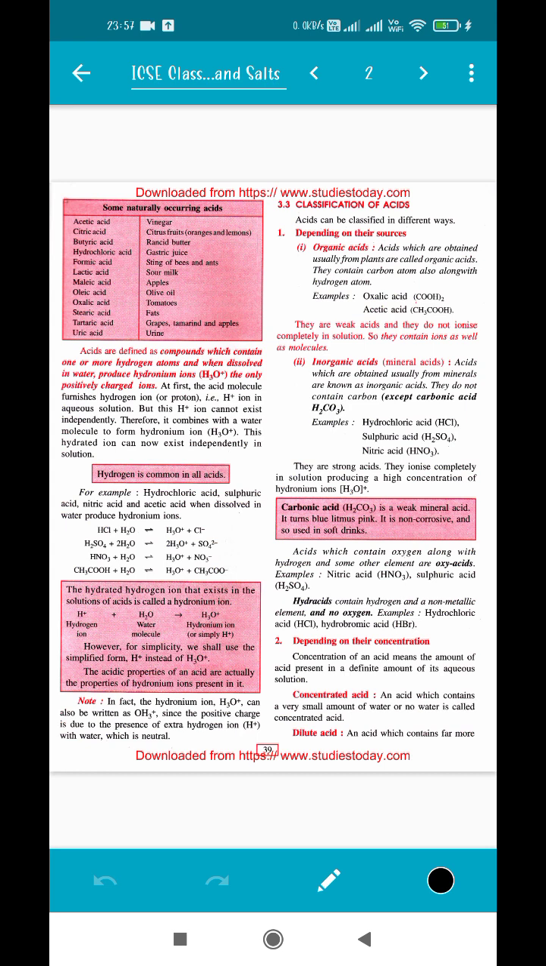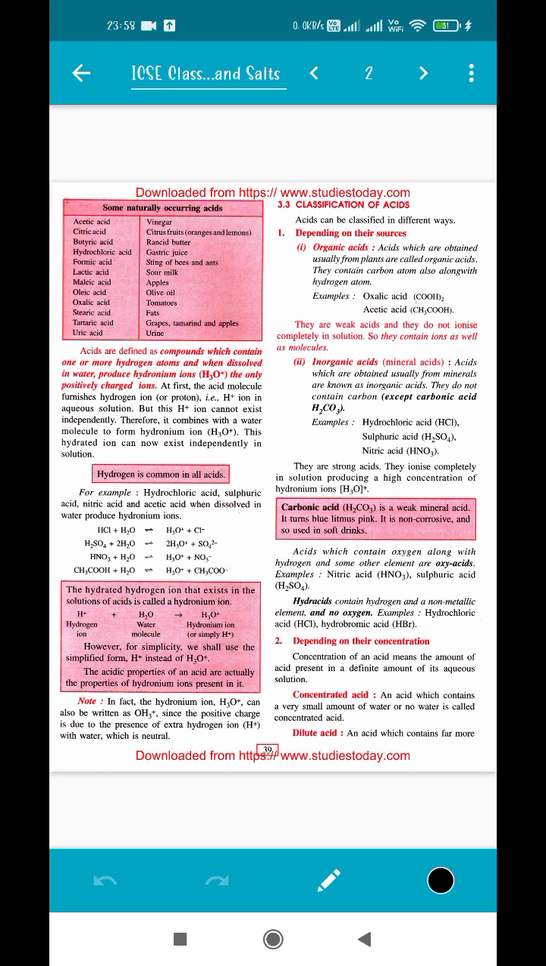Now if we talk about hydroacids, it means it does not contain oxygen, it contains only hydrogen. For example, HCl, hydrochloric acid, so only H is there, no oxygen is there. Similarly, hydrobromic acid, HBr, there is no oxygen in it, so it is called a hydroacid. So we have two different types of acids, oxyacids and hydroacids.